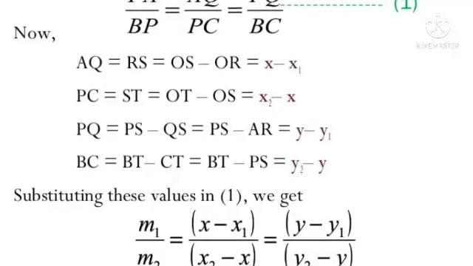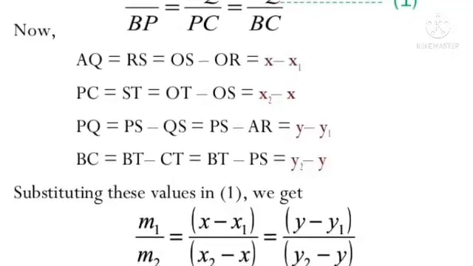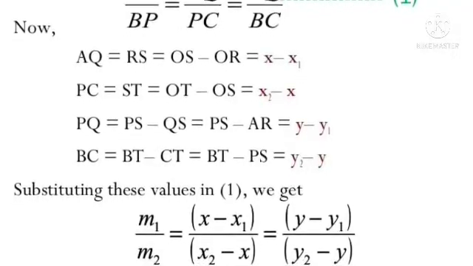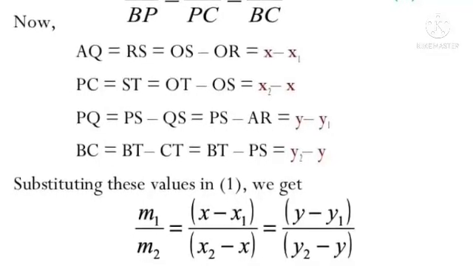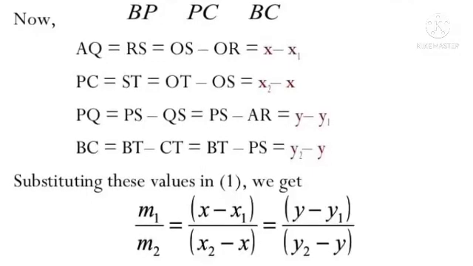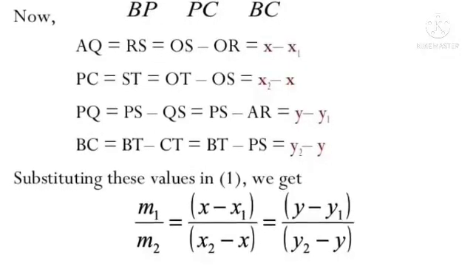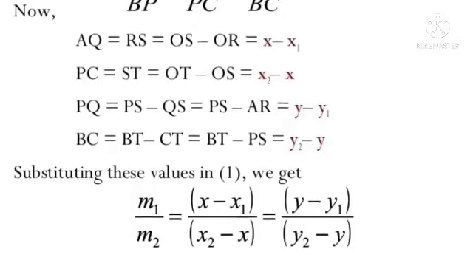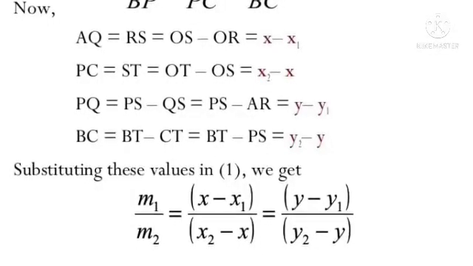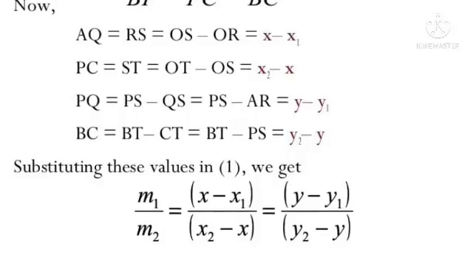Substituting these values in 1, we get m1 upon m2 is equal to (x minus x1) upon (x2 minus x), which is equal to (y minus y1) upon (y2 minus y).